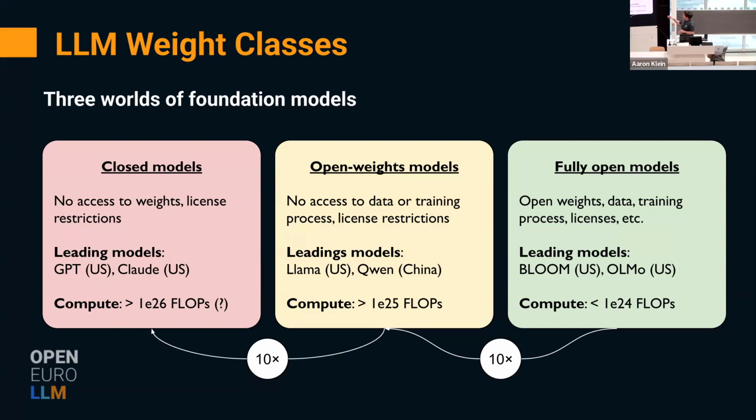And then the last class, which is also the class that we're focused on, are fully open models, like open source models, where not just the weights are publicly available, but also the dataset, the training procedure, and post-training, and so on. Those models tend to be even smaller than the open weight models. Popular examples here are Olmo from the US or Bloom, which was also trained partly in Europe.